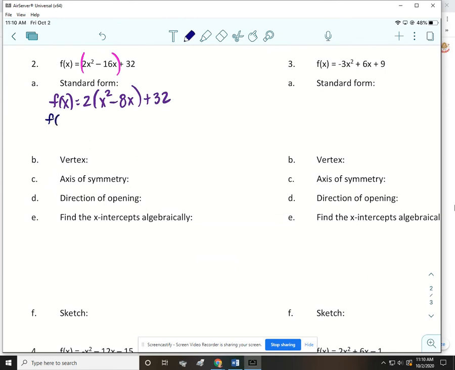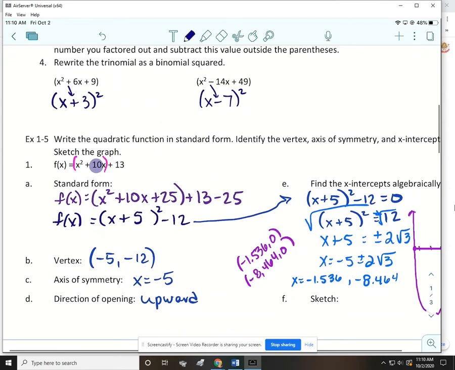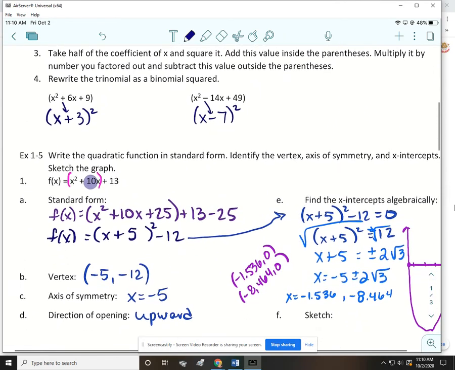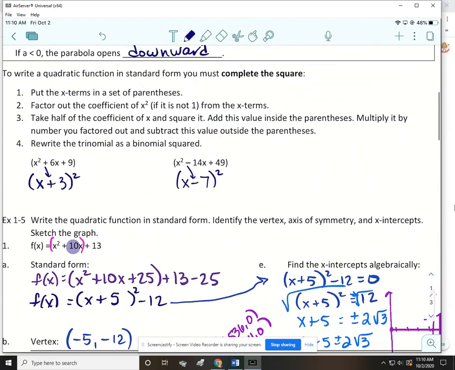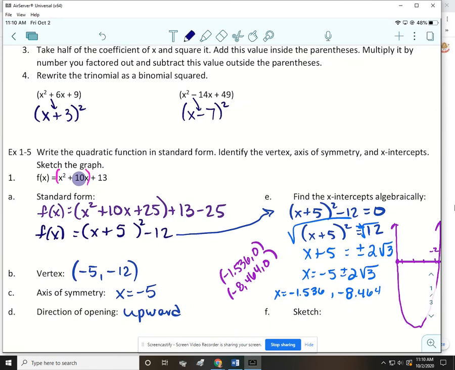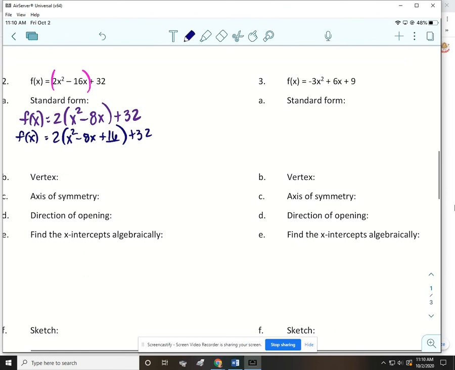All right, our next step is our step where we complete the square. Okay, so it says to take half of the coefficient of x and square it, add this inside the parentheses. So that's going to be 16. All right, pay attention to the second part of that sentence. Multiply it by the number you factored out and subtract outside the parentheses. So because of the distributive property, I didn't just add 16. I technically added 2 times 16. So to keep it balanced completely, that's what I have to subtract.